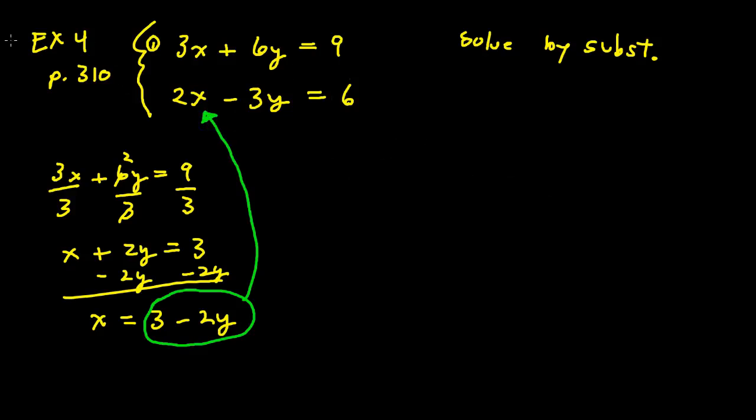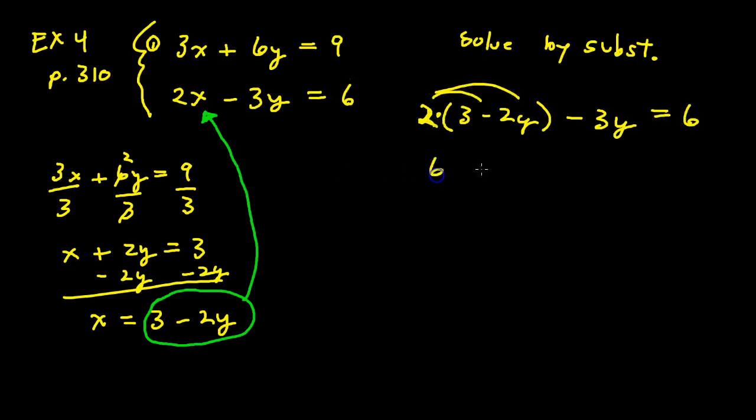Here we go. Let me take the second equation then: 2 times 3 minus 2y, substituting in, minus 3y equals 6. I'll need to distribute this factor of 2 to break out those terms from parentheses. I get 6 minus 4y minus 3y equals 6. I'll get 6 minus 7y on the left, combining like terms, equals 6.